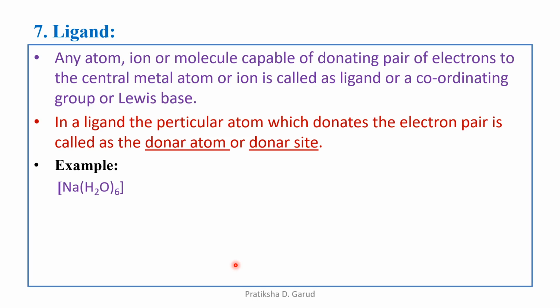The example of the ligand is [Na(H2O)6]. Here the sodium is the central metal atom and it is surrounded by 6 coordinating groups, 6 coordinating waters. So these 6 waters are known as the ligands. So let's see the structure.